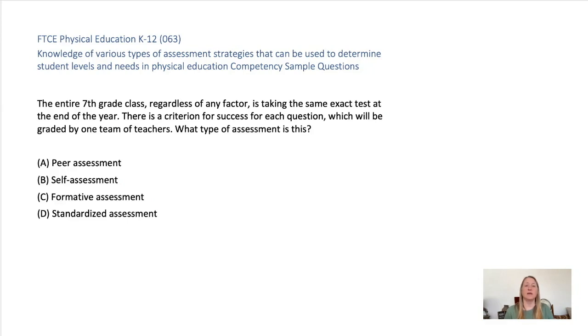A, peer assessment is incorrect. This is when students assess each other's work. B, self-assessment is incorrect. This is when students reflect on or grade their own work. C, formative assessment is incorrect. These are ongoing checks during learning to guide instruction. The correct answer is D, standardized assessment. All students receive the same questions and the same guidelines for correctness.